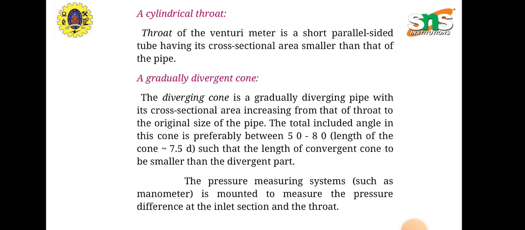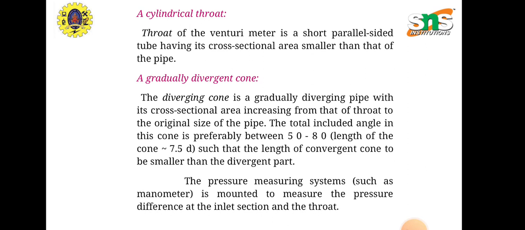A cylindrical throat. The throat of the venturi meter is a short parallel-sided tube having its cross-sectional area smaller than that of the pipe. Then the third part is a gradually divergent cone. A divergent cone is a gradually diverging pipe with its cross-sectional area increasing from that of the throat to the original size of the pipe. The total included angle in this cone is between 5 to 8 degrees. Length of the cone is 7.5 times the diameter, such that the convergent cone is shorter than the divergent part.